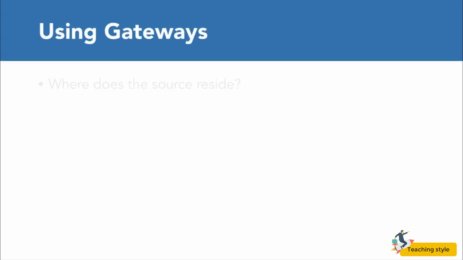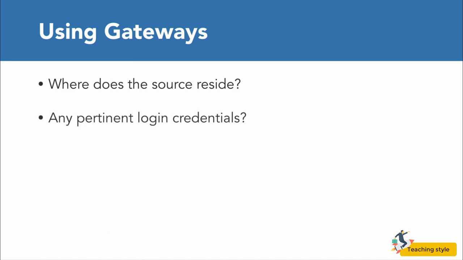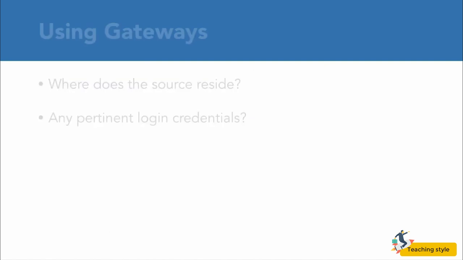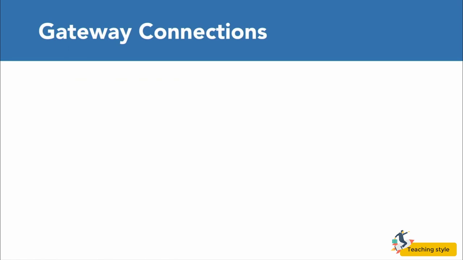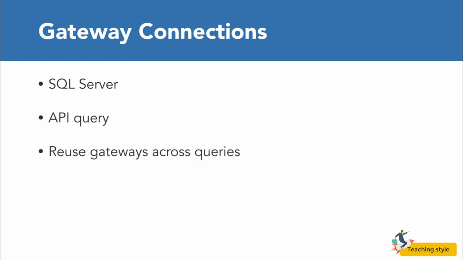As we start to set up data connections in our Power BI data flows, take a moment to determine key information about these data sources, such as where the source resides and any pertinent login credentials. Depending on the answers to these questions, we may need to set up gateways in the Power BI cloud. For example, we need to set up gateways for connecting to SQL Server or an API query that requires login credentials.